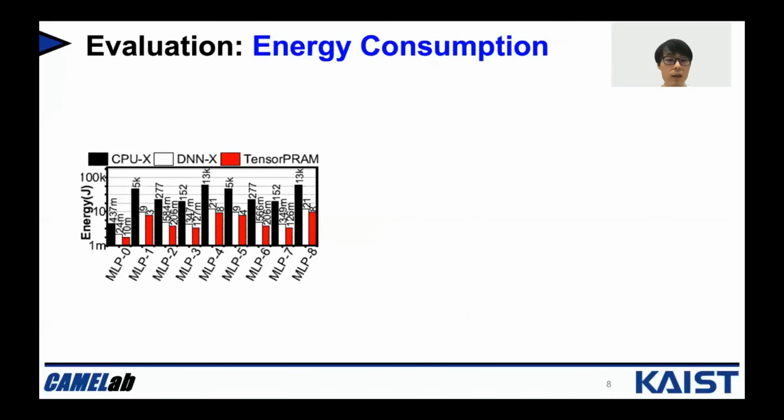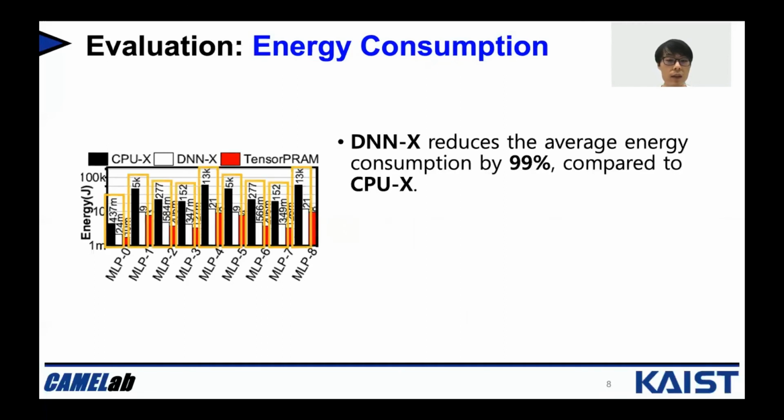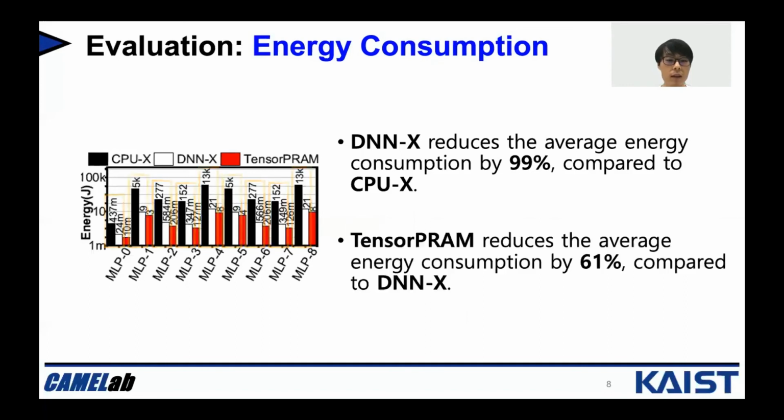Lastly, we compare the consumed energy for each accelerator. As you can see in this figure, the DNN-X consumes less energy compared to the CPU-X by 99%. And the TensorPRAM further reduced the energy consumption compared to the DNN-X by 61%, because the TensorPRAM reduced the energy consumed for data movement.